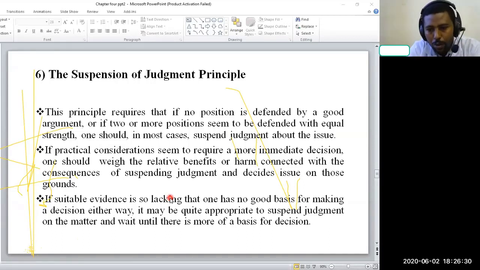If practical considerations seem to require a more immediate decision, one should weigh the relative benefit or harm connected with the consequence of suspending judgment. Here it means that if the suspension of judgment is because of equal weight of the evidence, but it demands immediate attention and decision, even though we have equal evidence, we should look at the current circumstances or the potential relative benefits and demerits, so that we may opt for one, though we know that both are equally important. On some occasions or in some circumstances, we may be obliged or forced to make a decision.